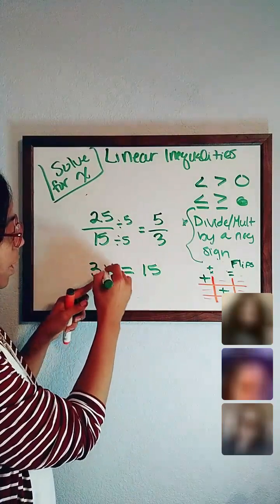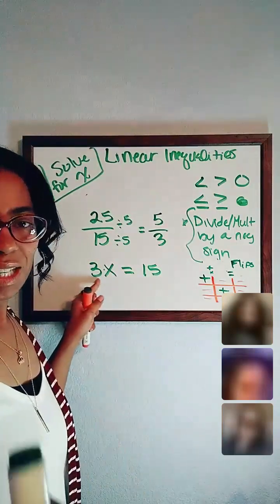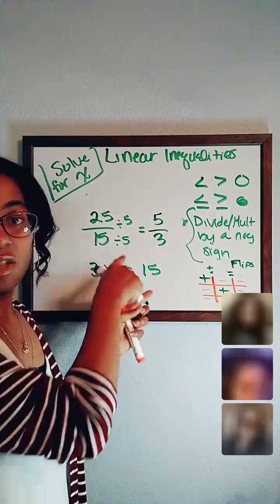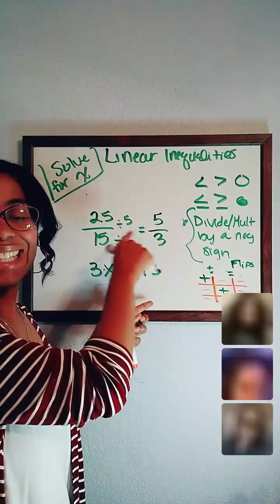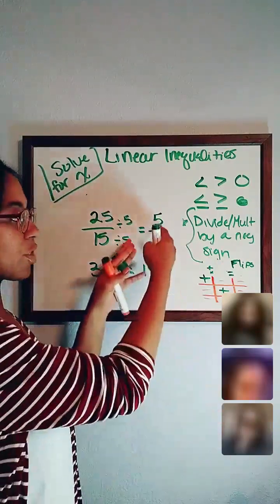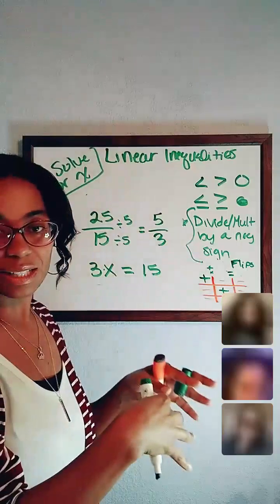I'm trying to get x by itself. I want to isolate it. So simplifying comes more so at the very end of the problem. I'm done solving it, and I'm just trying to shrink this answer down as small as I can. That's when it happens.